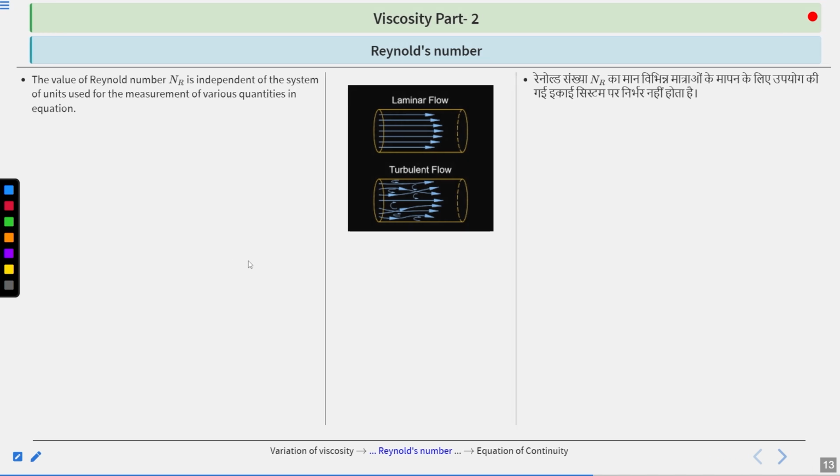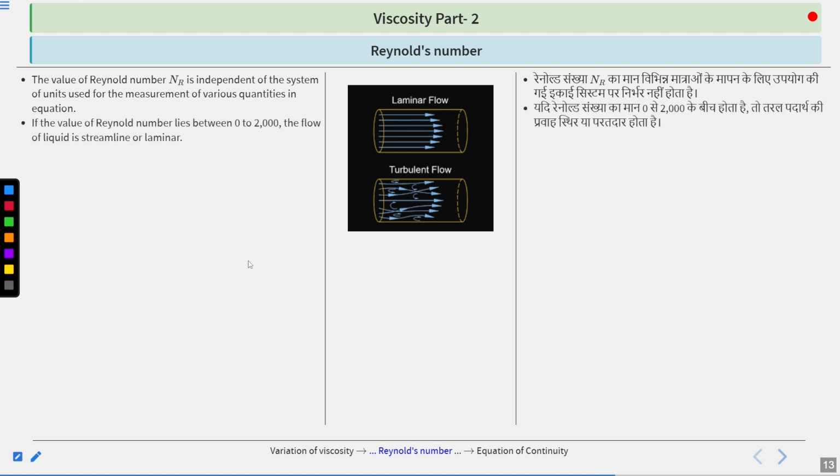The value of Reynolds number Nr is independent of the system of units used for the measurement of various quantities in the equation. This is an important statement. Remember, again I am repeating it: the value of Reynolds number is independent of the system of units that we generally use to measure various quantities in the equation.